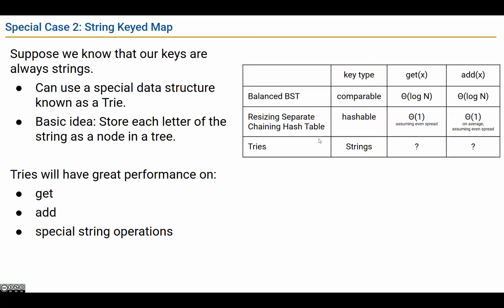So we're going to be developing this structure called a trie. And the basic idea is that we're going to store each letter of the string as a node in the tree. We'll have extremely good performance on the get and add, around constant time. But more importantly, we'll actually be able to use this to perform some special string operations that we can't really do with hash tables.